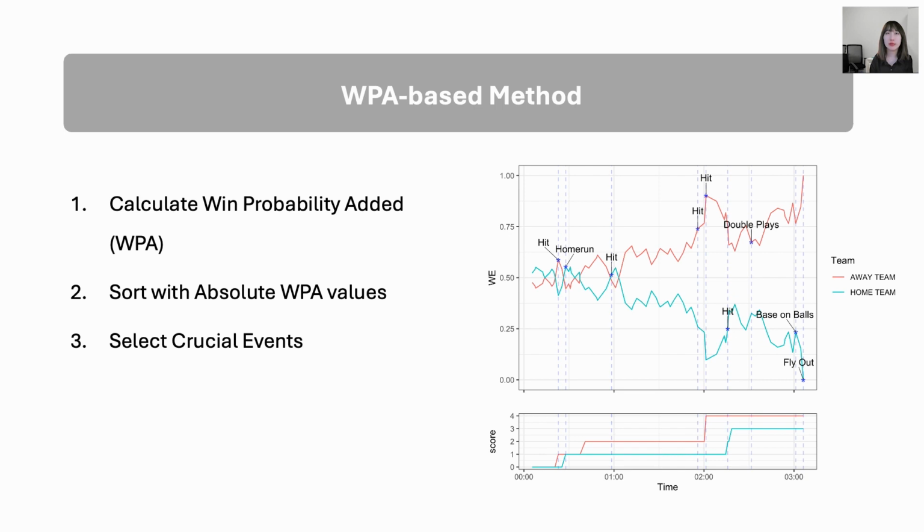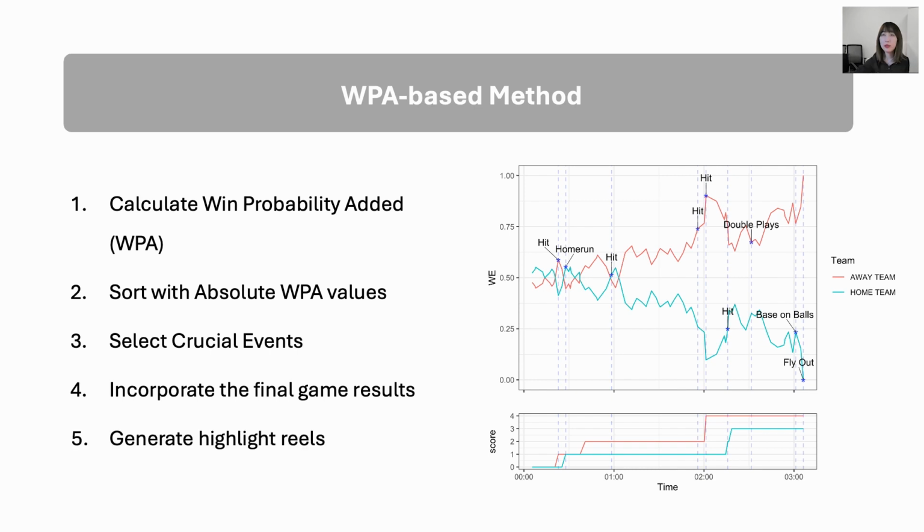The number of events selected for the highlight reel may vary depending on the desired length of the video. Additionally, in keeping with conventional practice in baseball highlight production, we always include the final out scene marking the game's conclusion as a standard element of our highlight. With this method, we can generate highlights that not only maintain the integrity of the game's story, but also give viewers the quick, exciting recap they want.